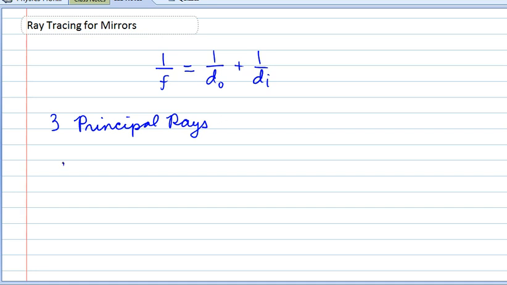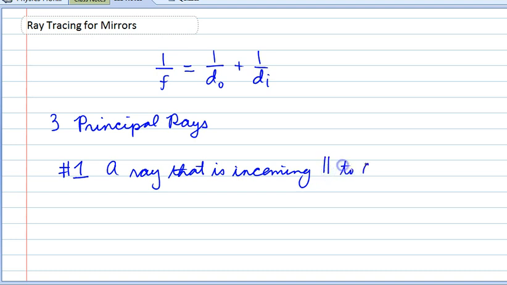So principal ray number 1 is a ray that is incoming, or incident if you like, parallel to the optic axis. This ray is reflected back through the focal point.